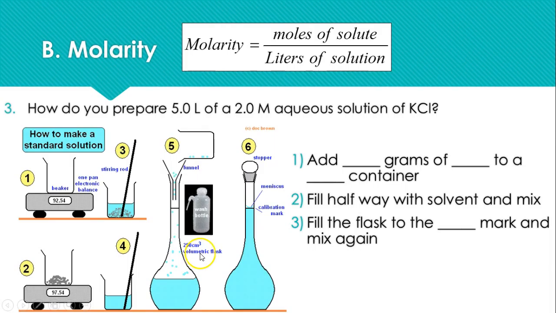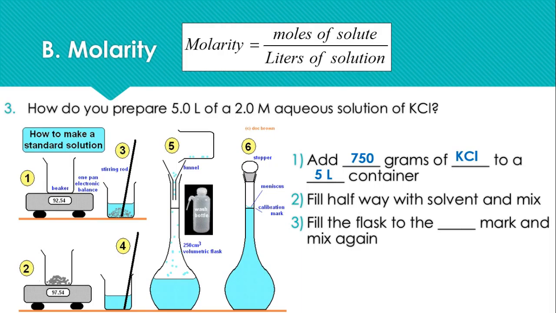This one measures 250 cubic centimeters. You might find one that's a liter. Maybe you could find one that's 5 liters. So we're going to start filling this in according to the information from before. We're going to add 750 grams of potassium chloride, that was our solute, to a container that holds 5 liters. We'll want to fill it halfway with a solvent, which is water, and mix that really good.